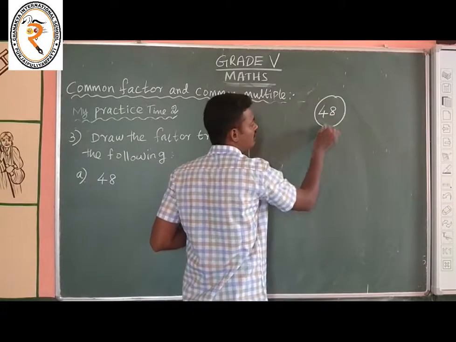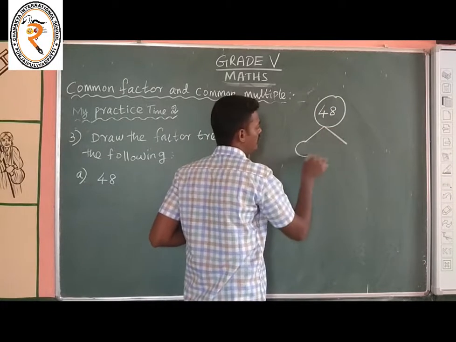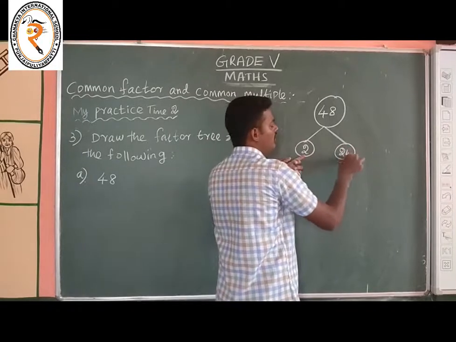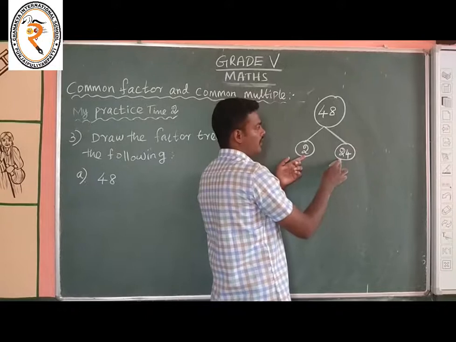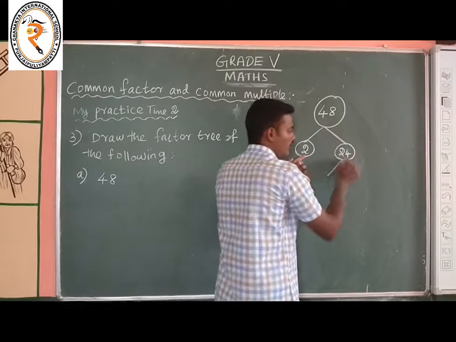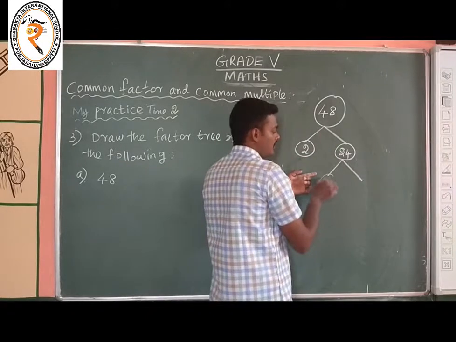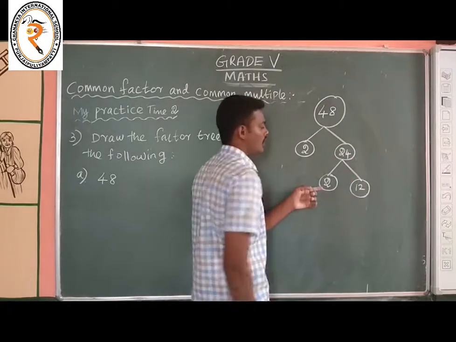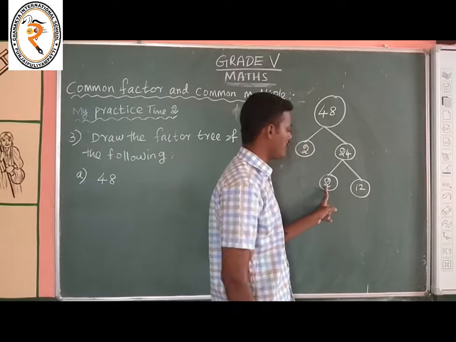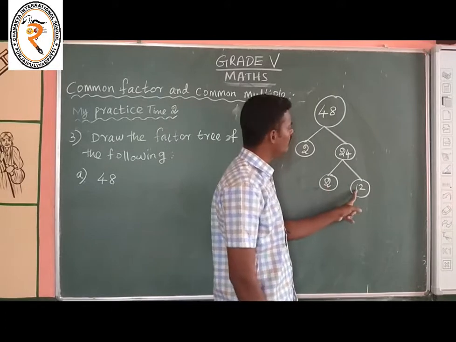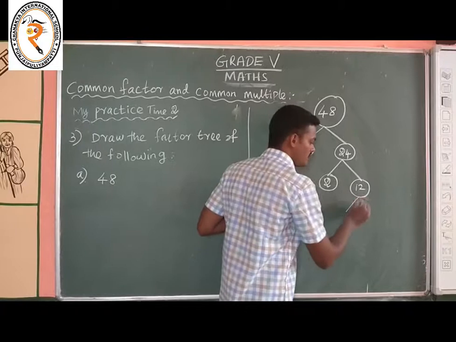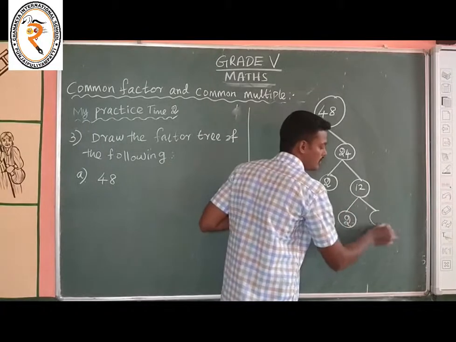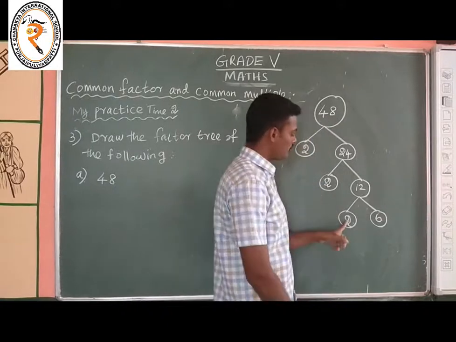48 in the second table. 2 is a prime number, so 48 in the second table, 2 24s are 48. 24 is not a prime number, so next we split 24 in the second table. 2 12s are 24. Comparing 2 and 12, 2 is a prime number. So next we split 12. 12 in the second table how many times? 6 times. So 2 is a prime number.